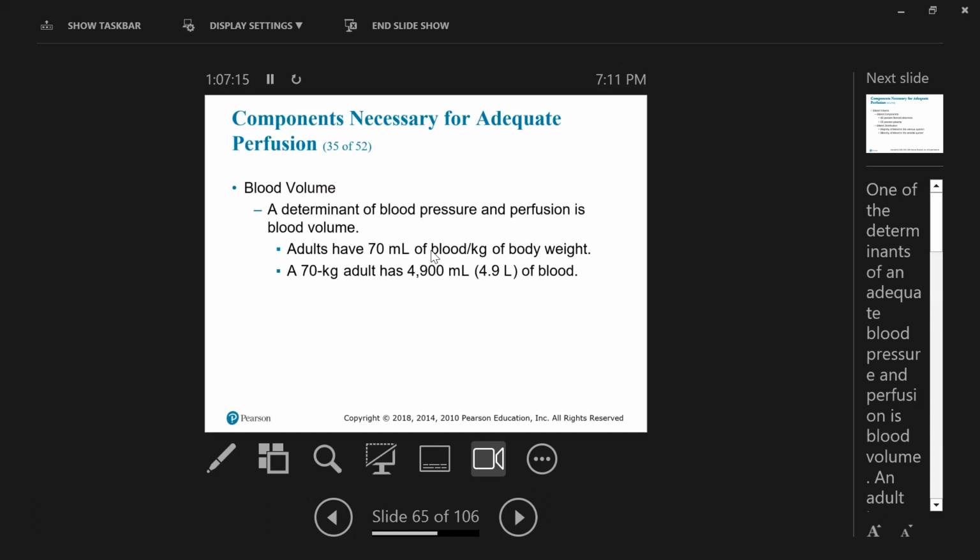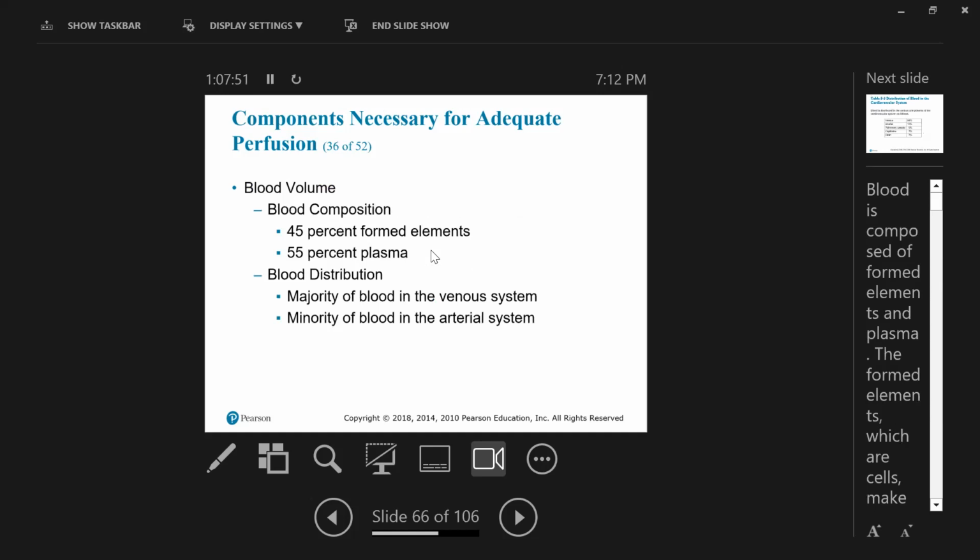Okay, blood volume. The determinant of perfusion is blood volume. Adults have about 70 mLs of blood per kilogram of body weight. A 70 kilogram adult will have 4,900 mLs, or 4.9 liters of blood. Ideally, you have to have a certain amount of fluid within an enclosed system. You cannot have a blood vessel bleeding out, because that means you're losing blood.